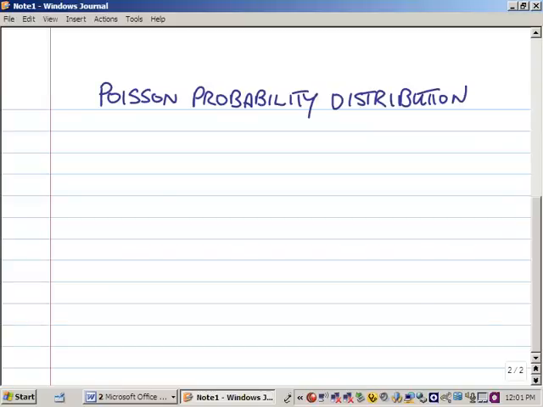This video will deal with the Poisson probability distribution. The Poisson distribution is like the binomial distribution in that it's a discrete probability distribution. That is, it can only take on the values 0, 1, 2, 3, 4, etc. But unlike the binomial, in the Poisson distribution you can have, theoretically, an infinite number of outcomes.